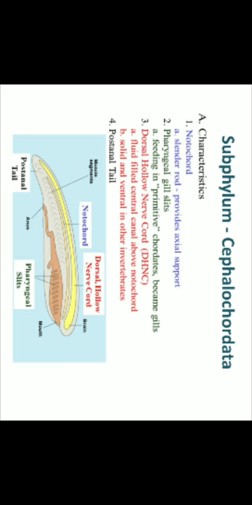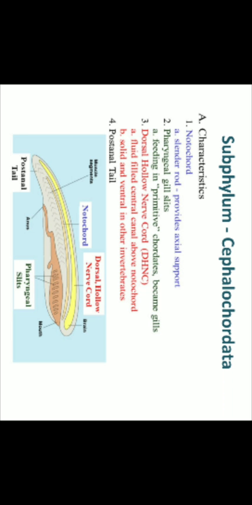Here the notochord extends throughout the length of the body. You can check out the diagram. The yellow-colored structure is the nerve cord, and below it is a thin rod, which is called the notochord. Pharyngeal gill slits are seen, labeled here, which in primitive chordates were for feeding and became gills. A dorsal hollow nerve cord is located, with a fluid-filled central canal above the notochord, whereas it is solid and ventral in other invertebrates. A post-anal tail is also seen.